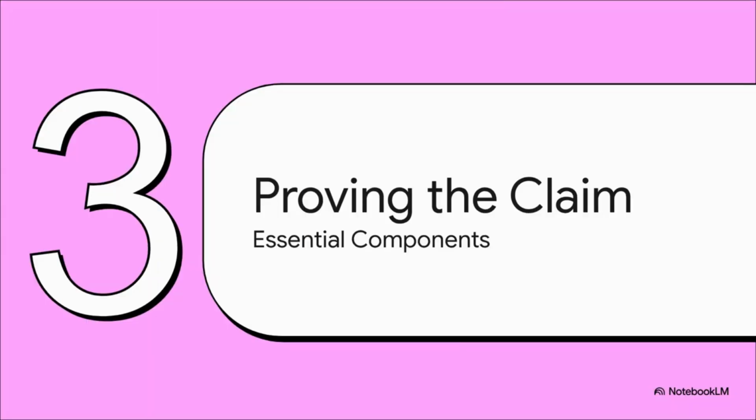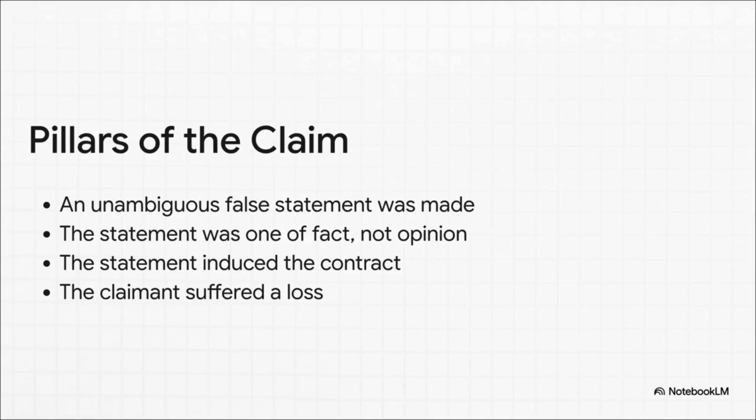Okay, so we've established that proving the defendant's dishonest state of mind is the biggest challenge. But what are the other building blocks a claimant needs to put in place to build a successful case for fraudulent misrepresentation? So, on top of proving dishonesty, a claimant has to nail down these four pillars. We've touched on a few, but let's dig into one of the most common exam traps, the difference between a statement of fact and just a simple statement of opinion.